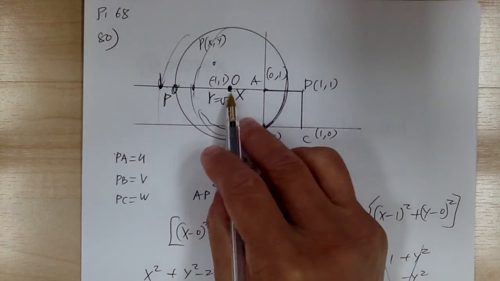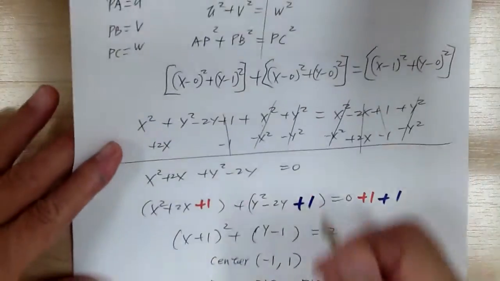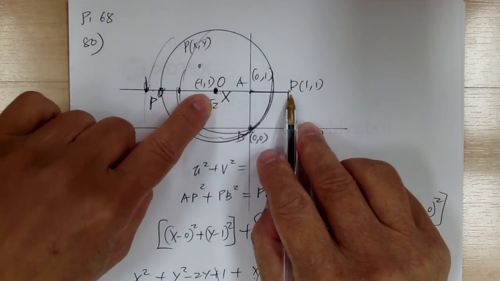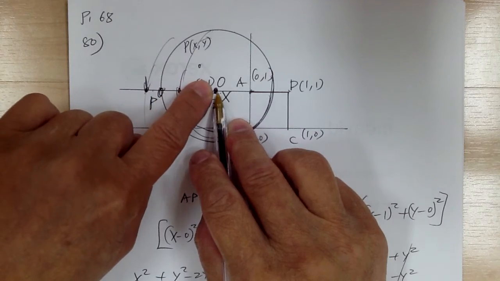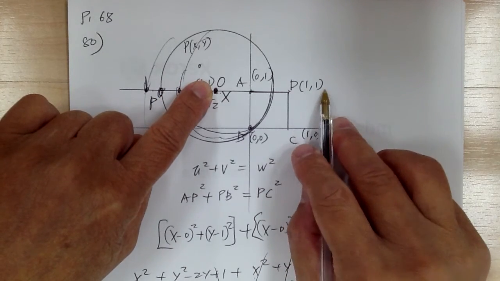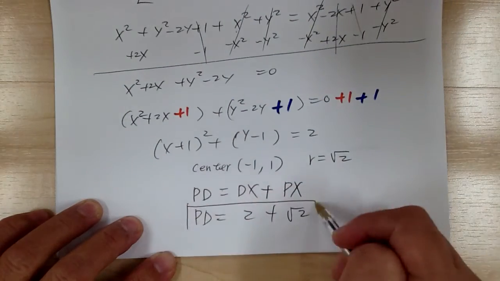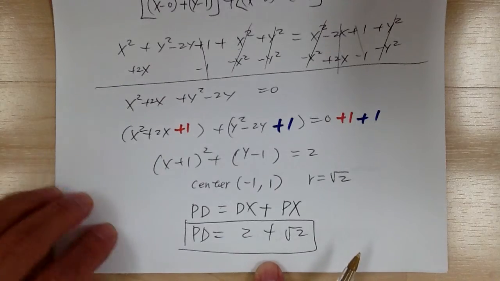Now PX is the radius, so it will be square root of 2. So you can look at your coordinates. The center is at negative 1, 1, and D is at 1, 1. So from negative 1 to 1 is 2. So this distance is equal to 2. And so that's it. The maximum distance PD would be 2 plus square root of 2.